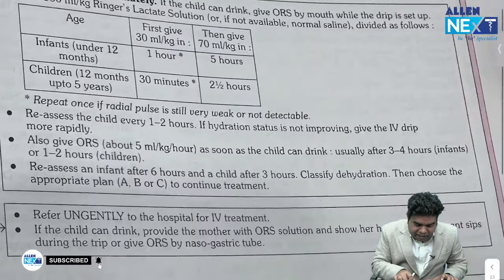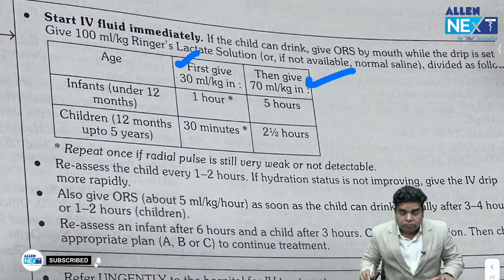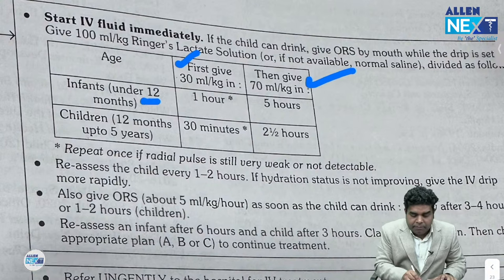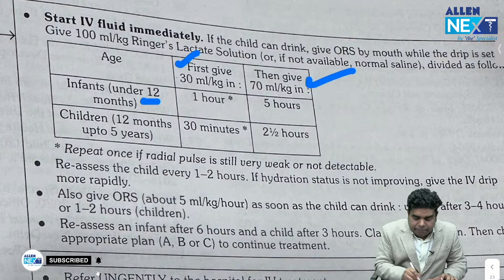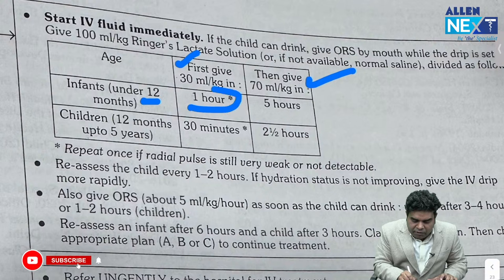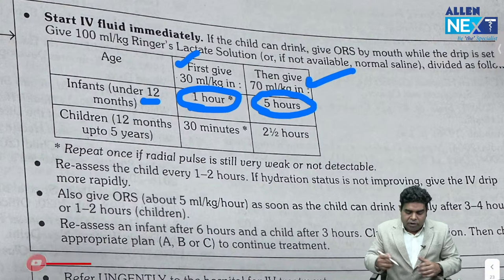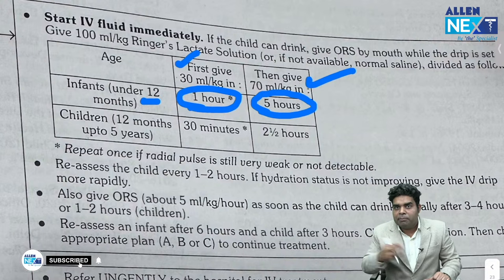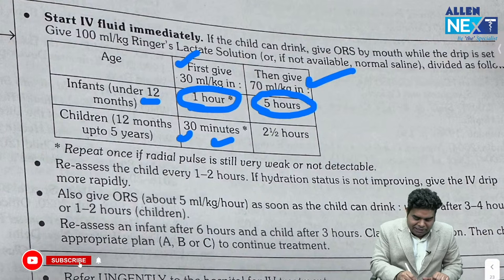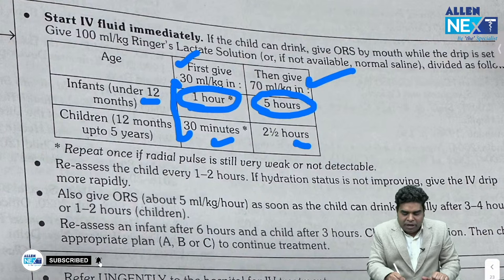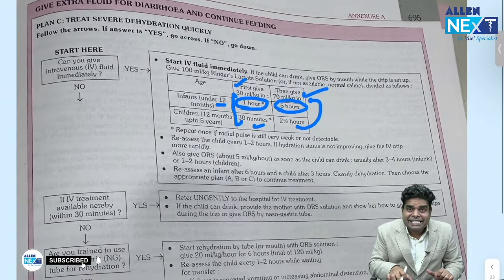In Plan C, as I said, we give 100 ml per kg, and 30 and 70 we divide. If the age is less than 1 year, I said 6 hours: first 1 hour, 30, then 5 hours, 70. If the age is more than 1 year, we give the fluid of 100 ml per kg in 3 hours: 30 minutes, 30. So simple, 30, 30. And 2.5 hours, 70. So this is for category C.